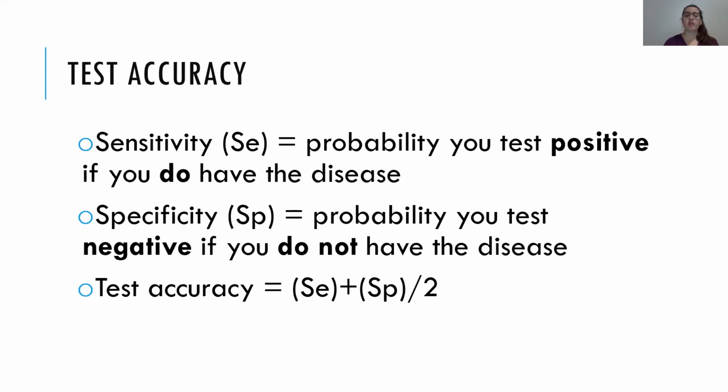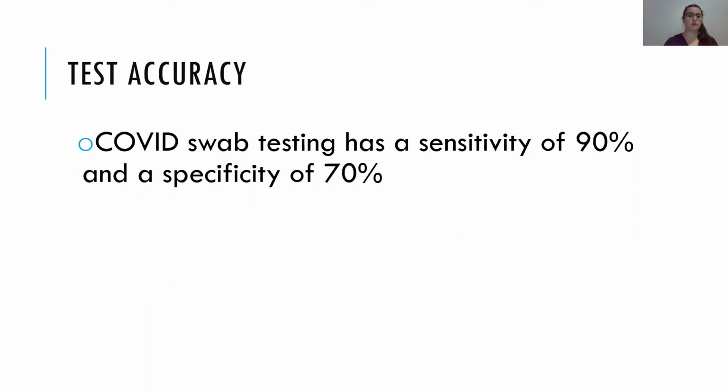Just note that both of these go with the correct test result, right? Sensitivity is the probability that you test positive if you do have the disease. Specificity is that you test negative if you don't have the disease. So it's two different kinds of accuracy. Our total test accuracy is going to be those two added together and divided by 2. If you do research, you'll find that the COVID swab testing has a sensitivity of 90% and a specificity of 70%. So let's break that down a little bit more.